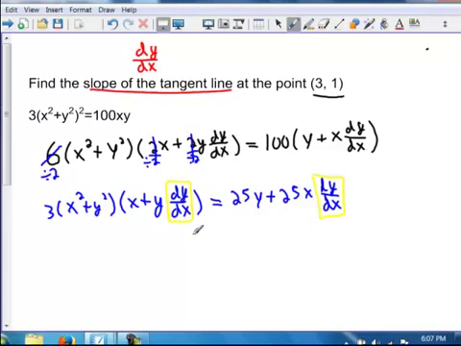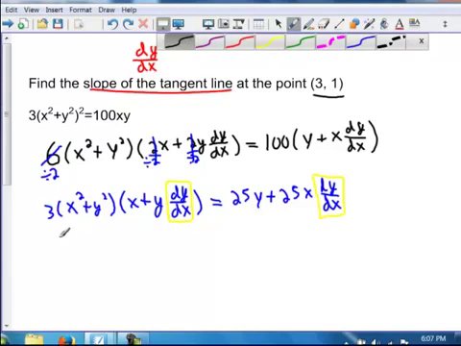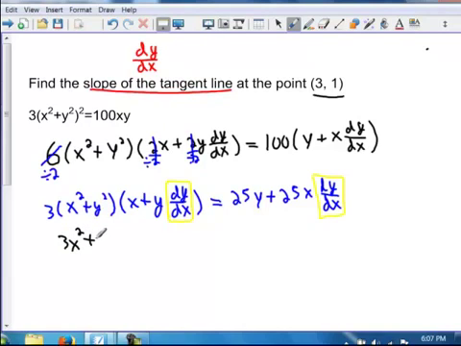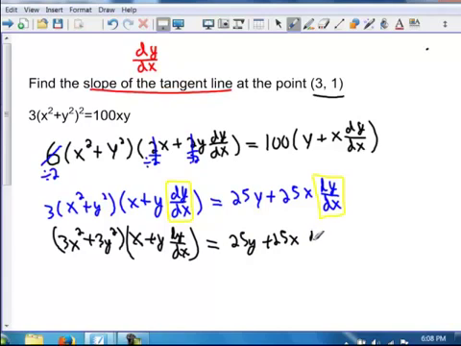So it looks like we now have 3x squared plus 3y squared, right? And I've got to multiply that by x plus y dy/dx. And that's going to be a little FOIL there, equals 25y plus 25x dy/dx. And I could call that y prime if I wanted to save myself a little bit, but I haven't gone about doing that. So let's see where we go from here. Getting dy/dx alone might be a nice thing to do.